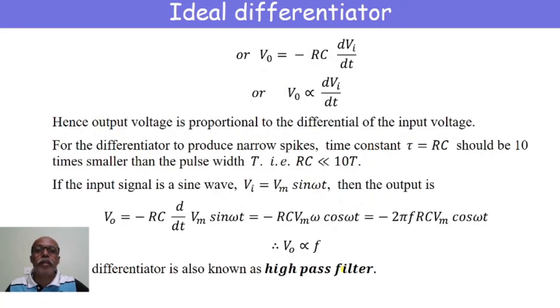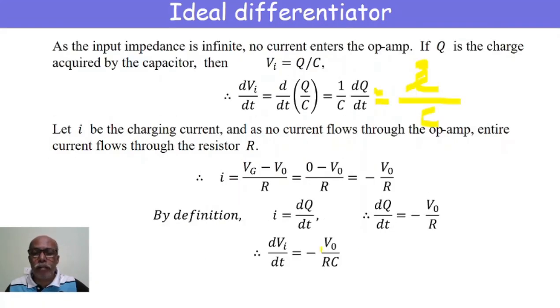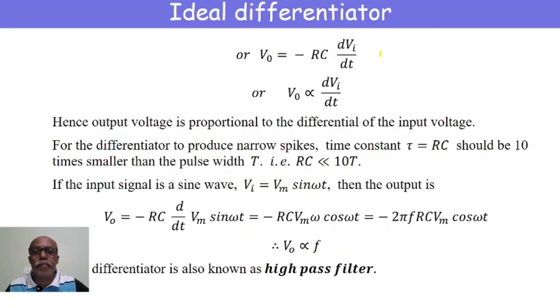Or V0 equals minus 1 by RC into dVi by dt. Since R and C are constants, V0 is directly proportional to dVi by dt. Hence, the output voltage is proportional to the differential coefficient of the input voltage, which is the definition of the differentiator.